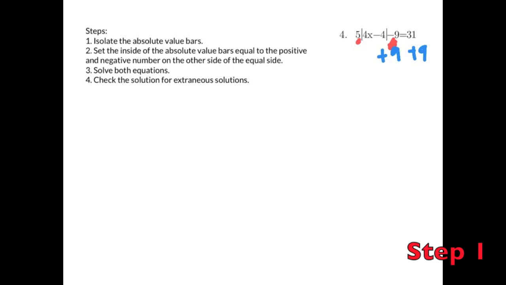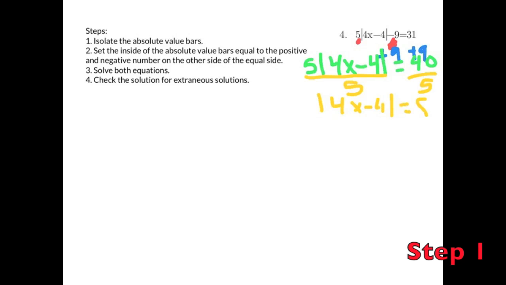All right, so on the left side of the equation, I'm going to have 5 times the absolute value of 4x minus 4 is equal to 40. All right, the absolute value bars are still not isolated, so we got one more step to do. We got multiplication right there, so we want to divide both sides by 5 so that we have the absolute value of 4x minus 4 is equal to 8. Now the absolute value bars are isolated, and we can go ahead to step 2.